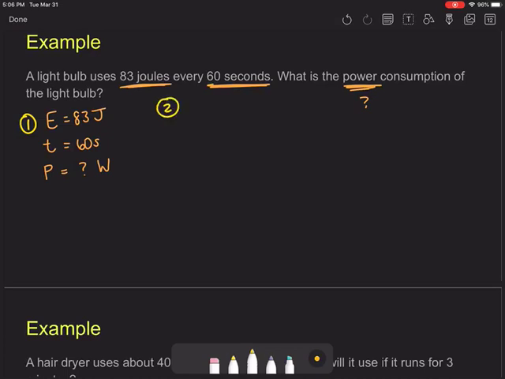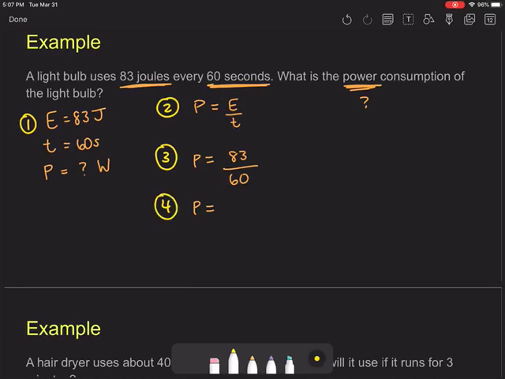Step 2, we are going to write down the formula we're planning on using. That will give us the equation that we were given originally. Our power is equal to our energy over time. It's isolating for that P, that power, so we don't have to rearrange anything in this first example. Our third step is we're going to plug in all of the values for our unknowns. So E is going to be 83 joules, and time is 60 seconds.